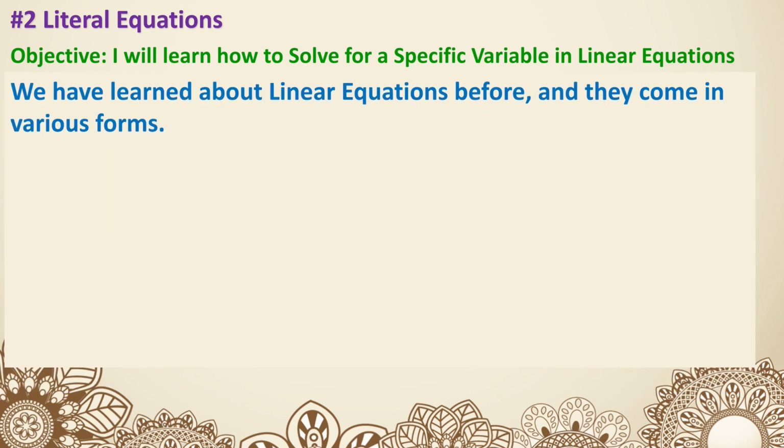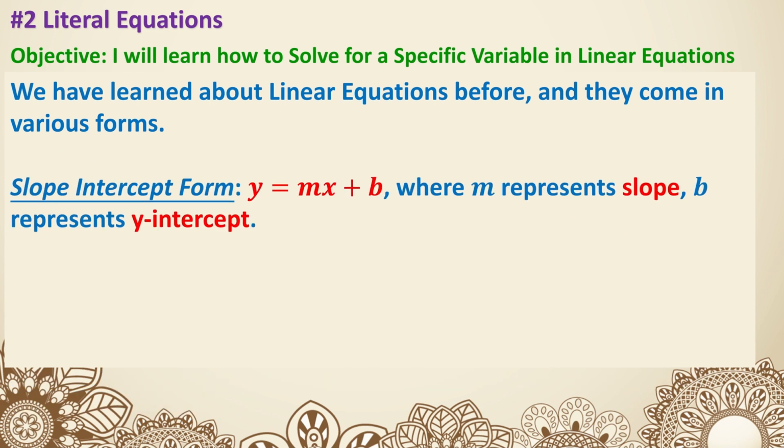We have learned about linear equations before, and they come in various forms. The first form is the one you emphasized on last year, and that is the slope-intercept form. y equals mx plus b, m represents the slope, and b represents the y-intercept. Now we're going to expand your understanding to another form. But before that, you have also learned a slope formula. So m is your rise over run, or m is also your change in y over change in x.